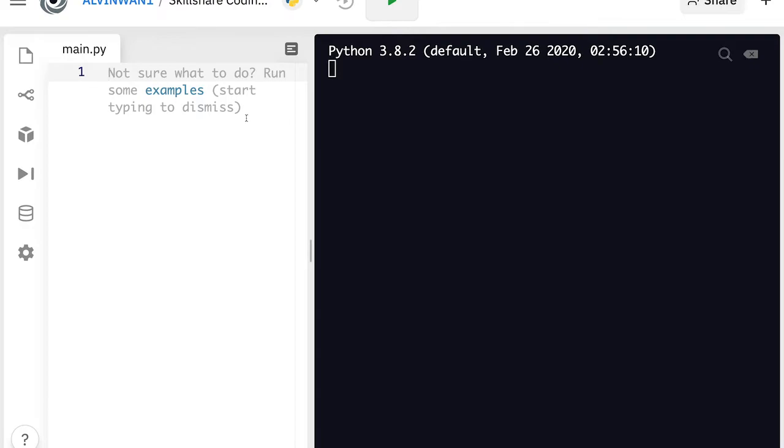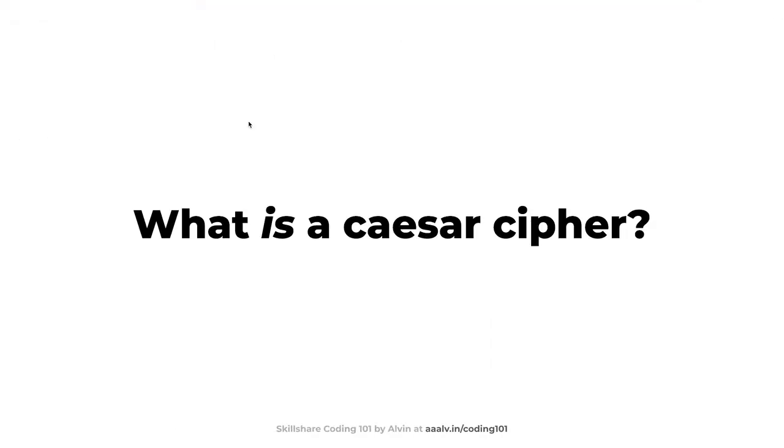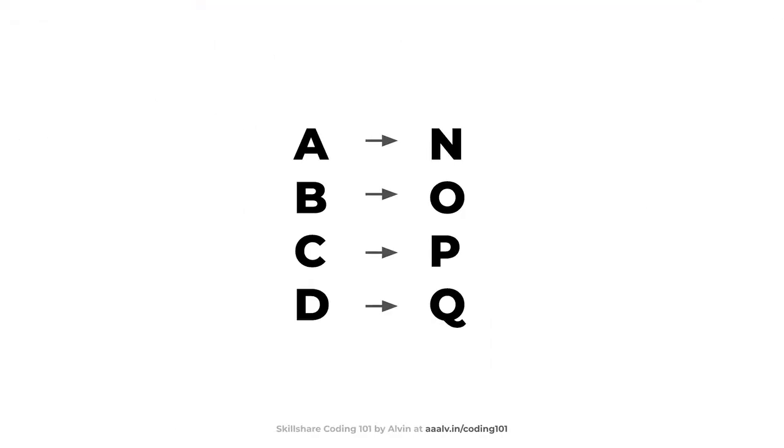In this lesson, we'll encrypt our messages using an algorithm called a Caesar cipher. Back to the slides. What is a Caesar cipher? The Caesar cipher works by mapping each letter to another letter. In particular, each letter is mapped to another letter that comes 13 letters later. A is mapped to N, B is mapped to O, C is mapped to P, and so on and so forth.